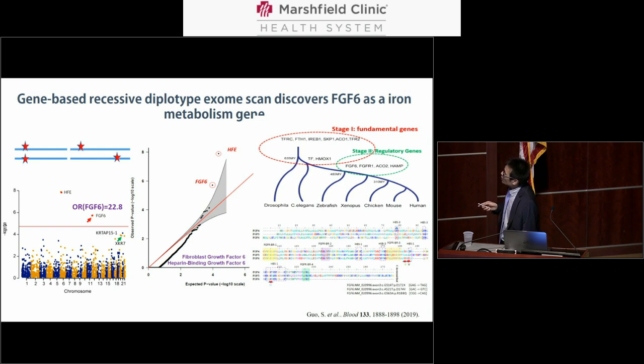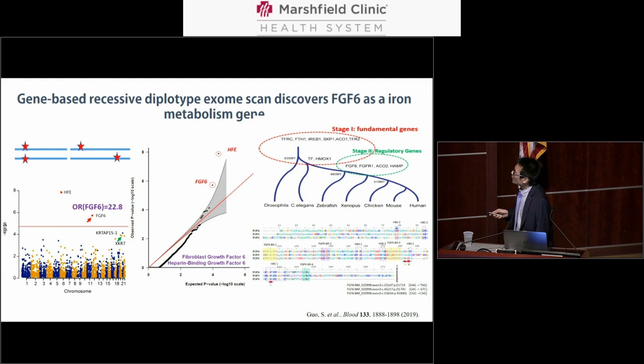We found this gene has 2 names. One name is fibroblast growth factor 6. Another name is heparin binding growth factor 6. The interesting thing is we know heparin is a very important factor in iron regulation. So we thought maybe this gene plays some role in this disease.